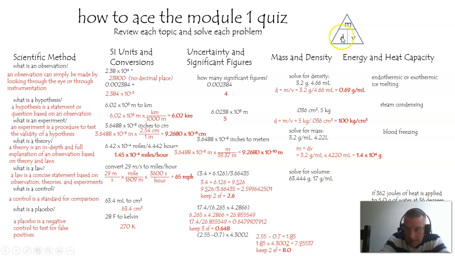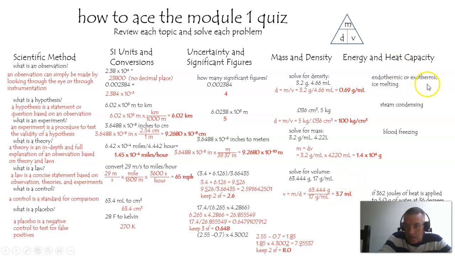Volume equals mass divided by density. Therefore, punch those in. There's your mass. There's your density. Grams divided by grams cancels. 1 over mils equals mils. We get 3.7 mLs. That 17 limits it to 2 sig figs.